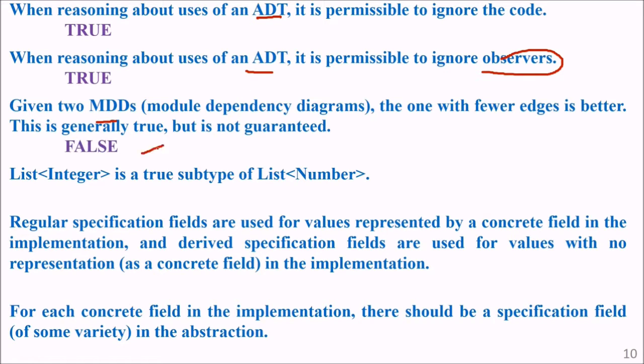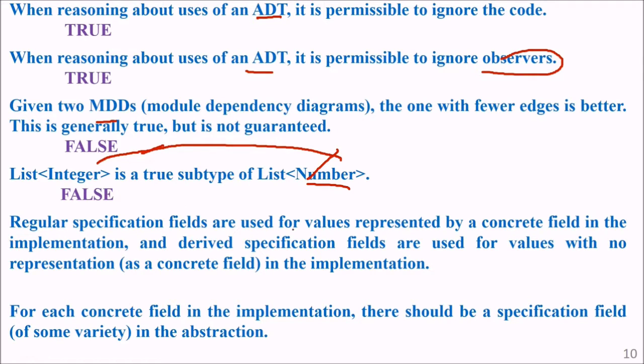The answer is false. List<Integer> is a true subtype of List<Number>. Is it true or false? The answer is false. No specification. It can be anything. A number can be floating type also.